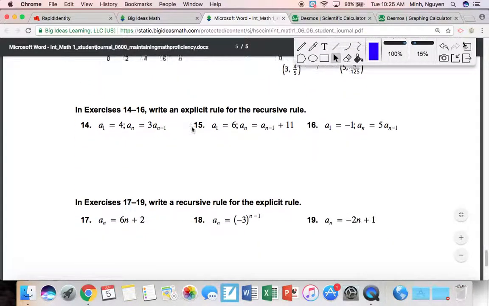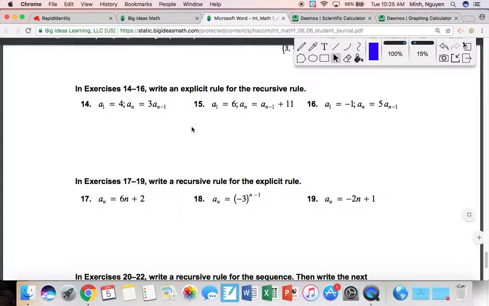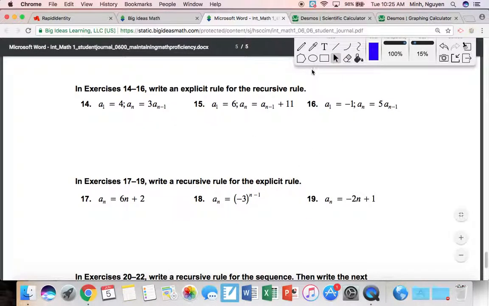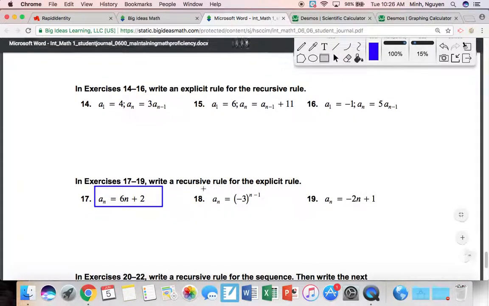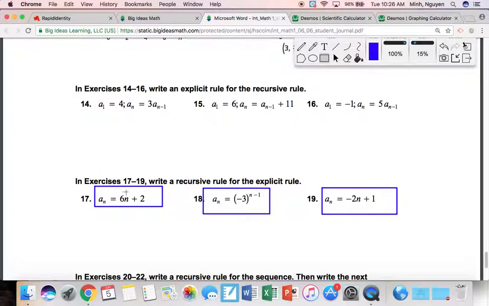Write an explicit rule for the recursive rule. So write a recursive rule for the explicit rule. So this is what the explicit rules look like. So I'm going to write things that look like this. The easiest way for me to do this is to write out a few numbers in a sequence first. So we start off at 4, and you multiply by 3. So 12, 36, multiply by 3, 108.